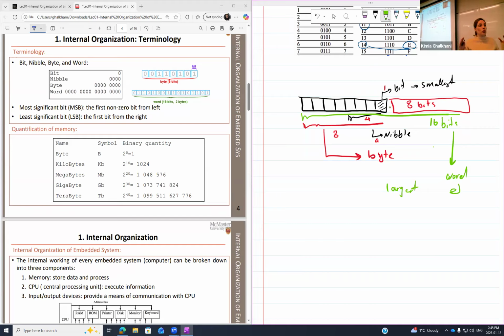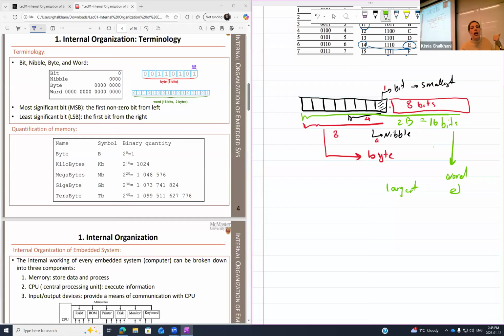So now you have a good understanding. The smallest piece of the memory is a bit. And then 4 of them make a nibble, 8 of them a byte. And if I have 2 bytes or 16 bits, we call it a word, which is the largest size of the memory. Why do I need to learn them? Because memory is addressed based on this information.